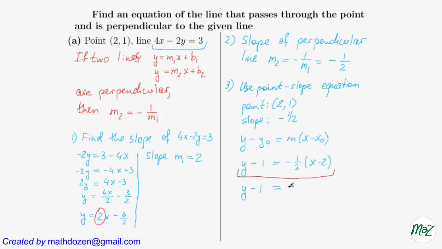I'll distribute negative 1/2 to make it negative 1/2 x. Then negative 1/2 times negative 2 gives us positive 1, and after that I'll add 1 to both sides of the equation to get y equals -1/2 x plus 2. That's a bit simpler form of this same line that goes through the point (2, 1) and happens to be perpendicular to the line 4x minus 2y equals 3.